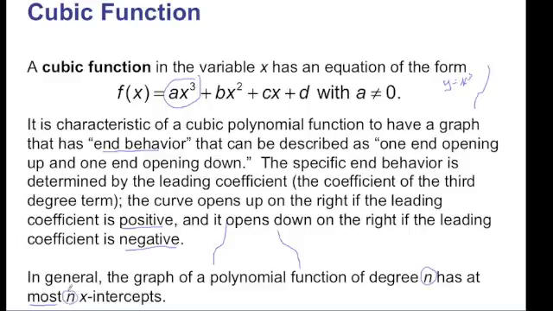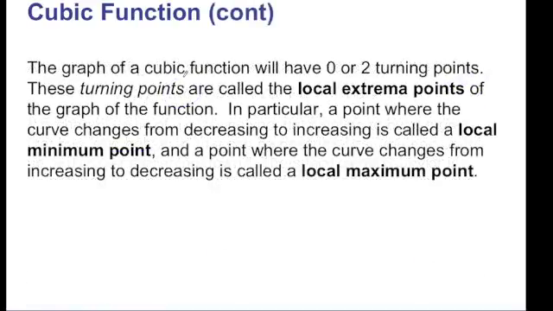And in general, the graph of a polynomial function of any degree n has at most n x-intercepts. The graph of a cubic function will have 0 or 2 turning points. 0 turning points, it might look like this. This might be 2 turning points.